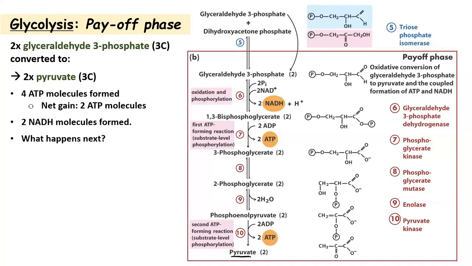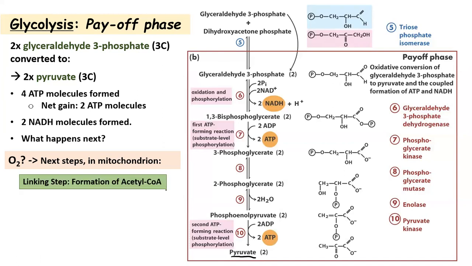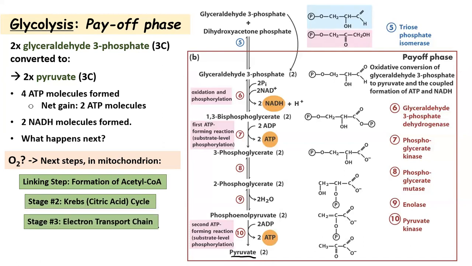And so what do we do with pyruvate next? Well, it depends if there's oxygen in our cell. If there is oxygen, we're going to send that pyruvate to the mitochondrion to carry out the following steps, the linking steps, stage 2, and then stage 3. If there is no oxygen, well, we're going to discuss that later.